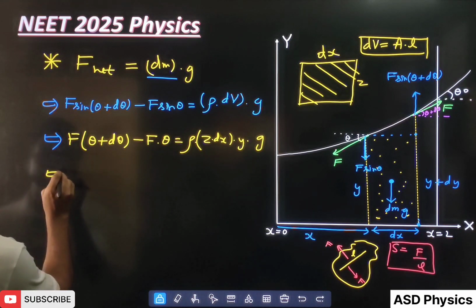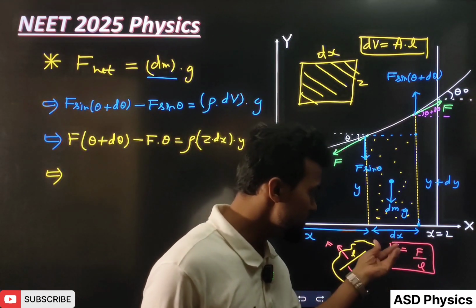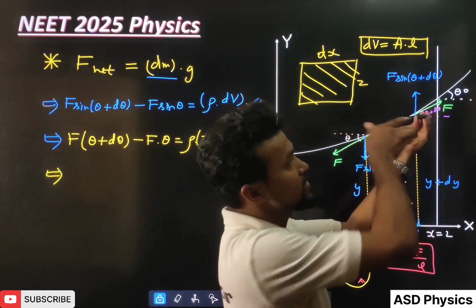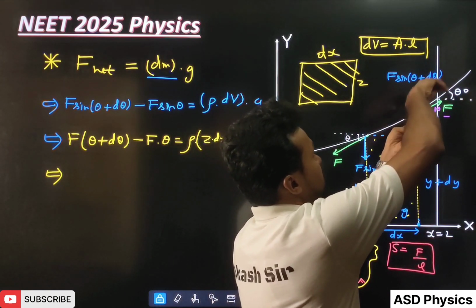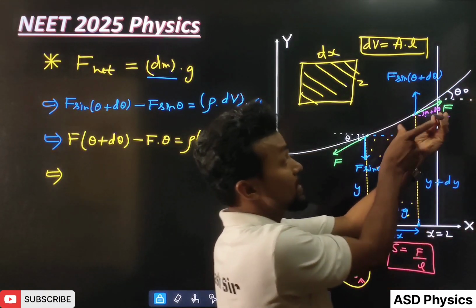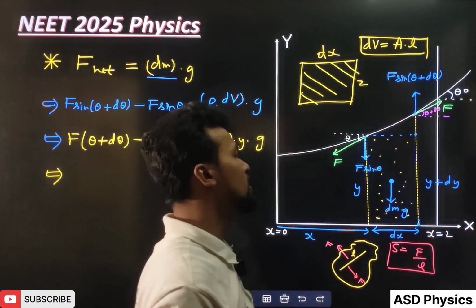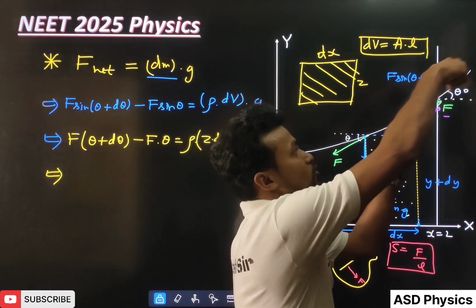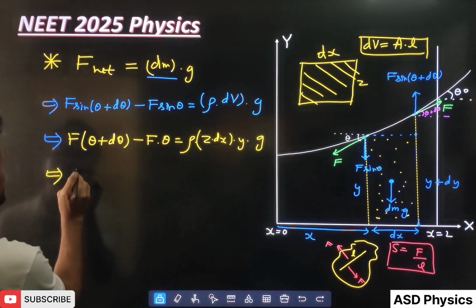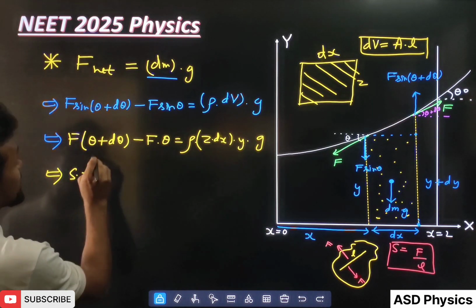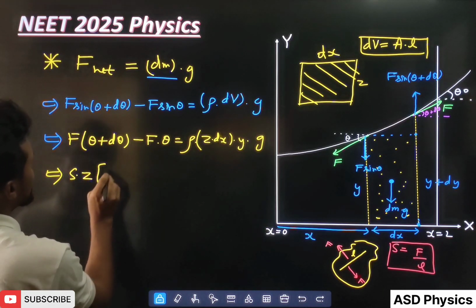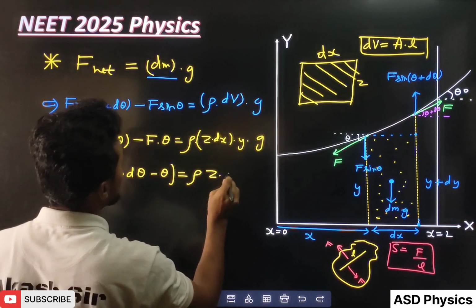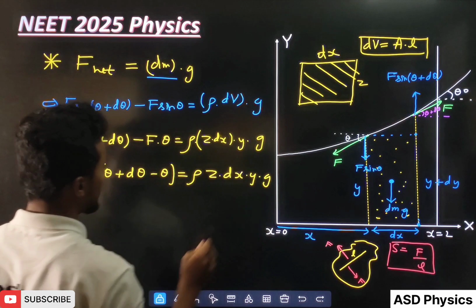Now students, again, you know that force means S into L. But you know very well that this surface is there like this in the Z direction, so everywhere there will be F, F, F, F, F. But this length is Z, okay? So this force is given by S into Z. Again I'm telling you, this is the Z and the force will act everywhere. So we can write F means S into Z, and here theta plus d theta minus theta, and here rho z dx into y into g.